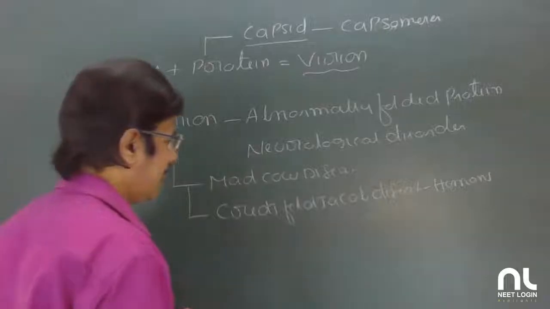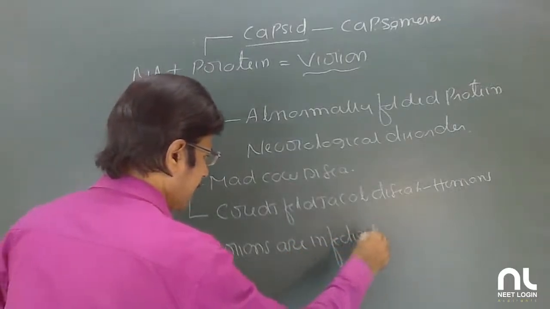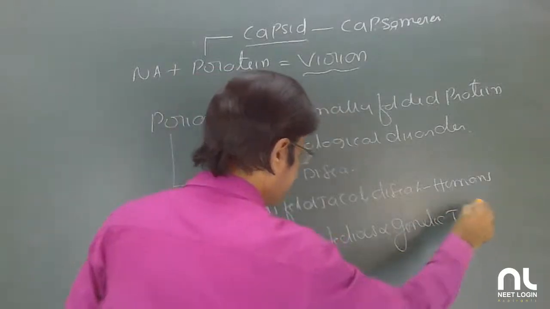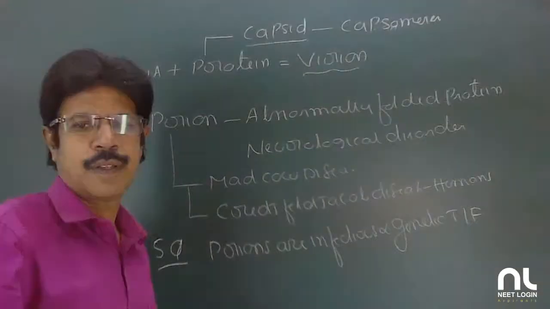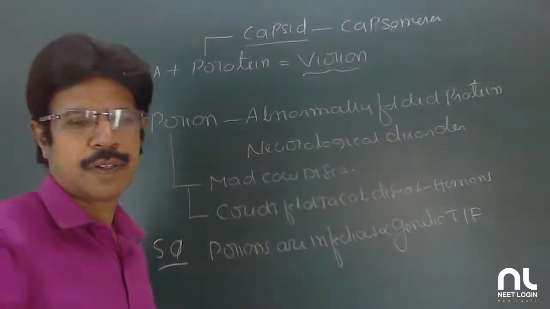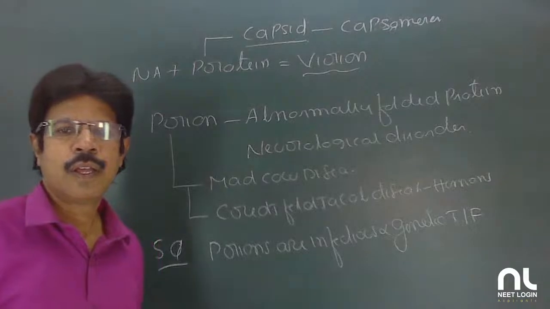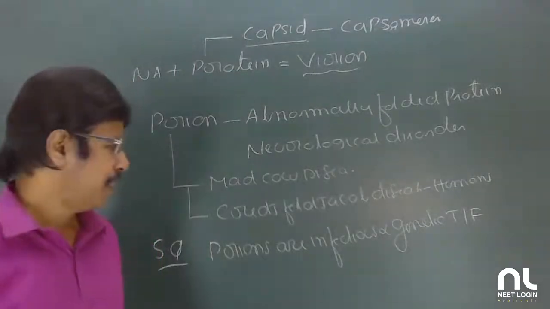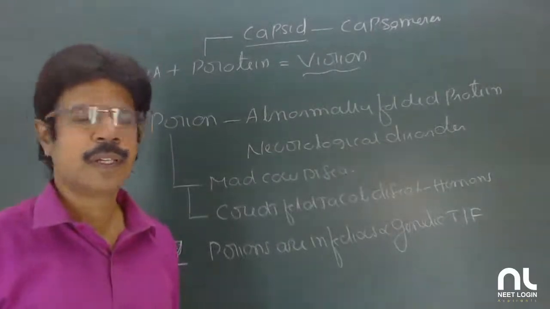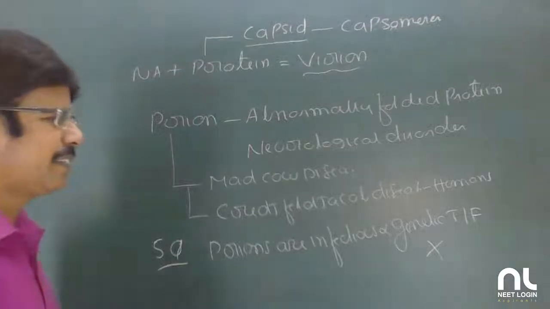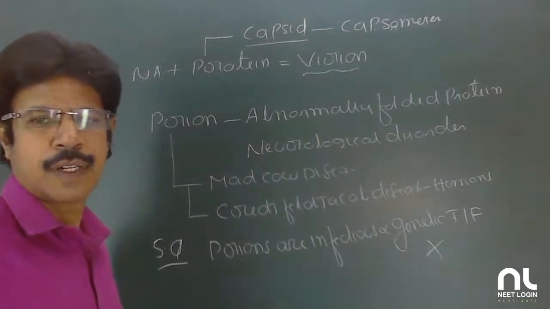Prions are infectious or genetic? Prions are infectious and genetic. Question number 5. Prions are infectious and genetic. Yes, it is false. Prions are only infectious, but not genetic.